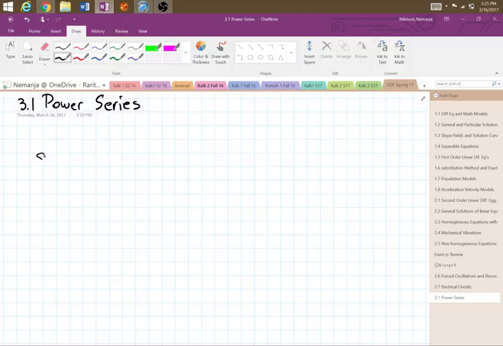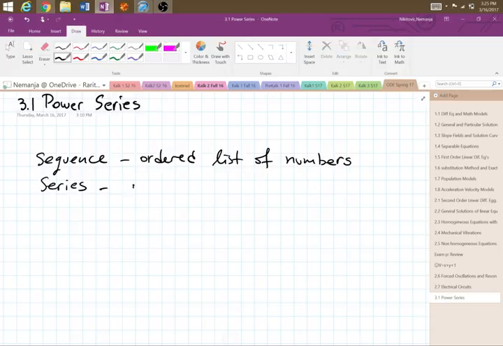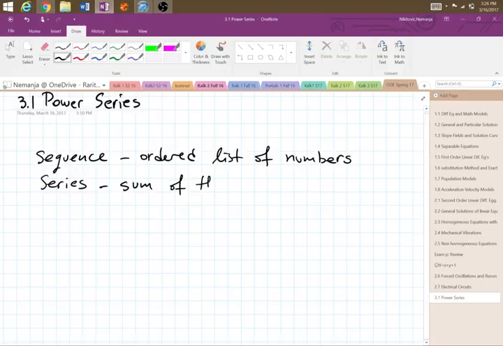You first have the sequence, which is an ordered list of numbers. That's the sequence. And then you have a series, which is the sum of the sequence. Ordering is done through the number n, which is the counting number: 1, 2, 3, 4. You can start at 0.